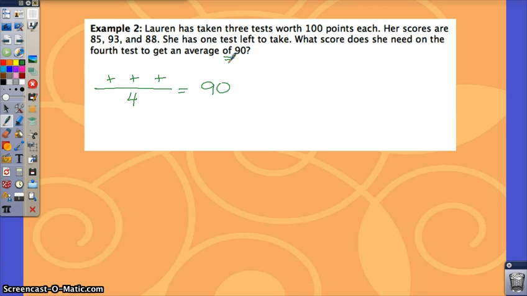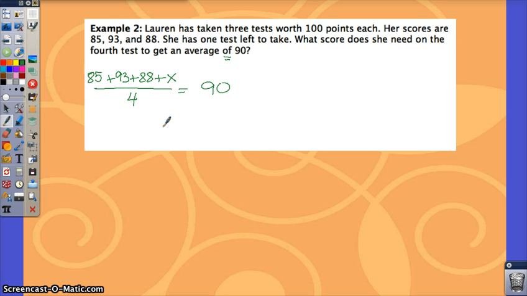Well, I know 3 of her test scores, so 85, 93, and 88. Her other test score is what I don't know, so we can throw an X in there. Remember, guys, in algebra, if you don't know something, you can use a variable to represent it.